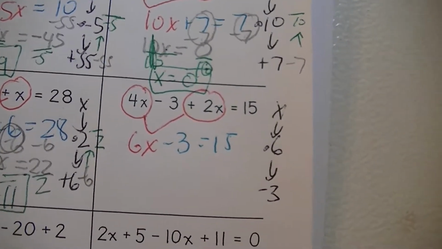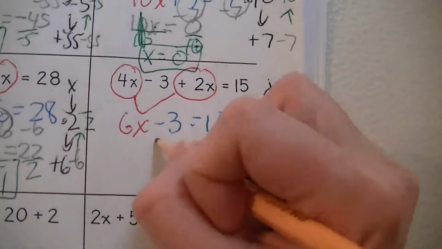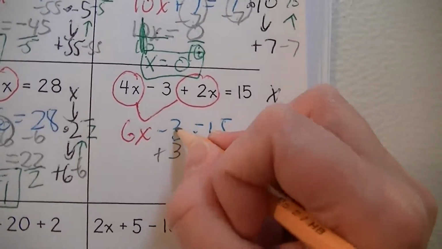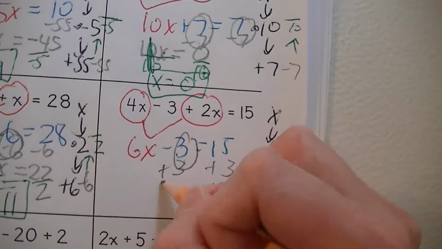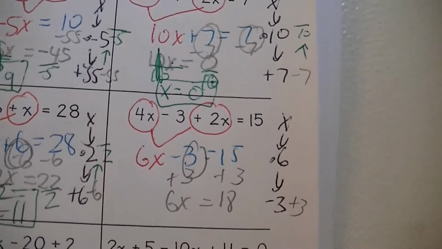Inverse operation of subtracting 3 is to add 3. Make sure you do that to both sides of that equal sign. Negative 3 plus 3 is 0. 15 plus 3 is 18. Bring down your equal sign, bring down that 6x. Now you can go on back up.